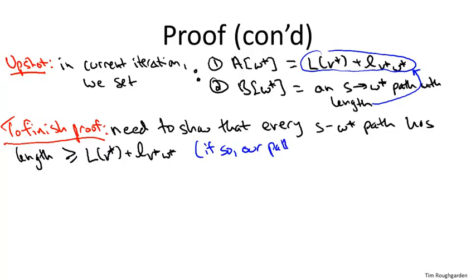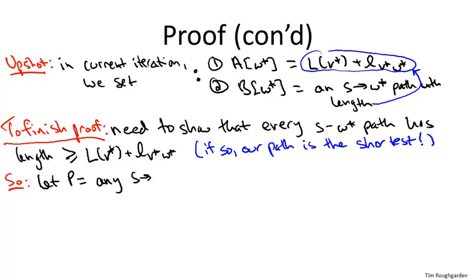Let's show that no matter how you get from the source vertex S to this destination W star, the total length of the path that you travel is going to be at least this circled value, at least L of V star plus L of V star W star. Now, on the one hand, we don't have a lot going for us because this path P could be almost anything. It could be a crazy looking path. So how do we argue that it has to be long?